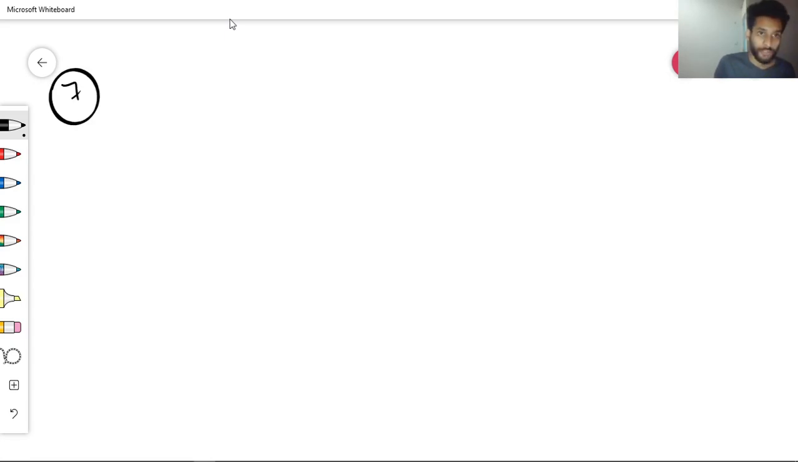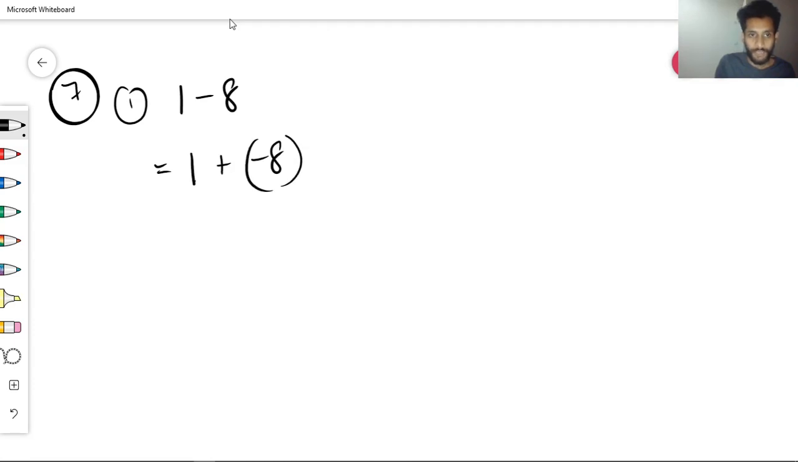Question number 7, I will be showing you the options here. Question number 1, it's simple. You just have to bring a plus sign here. So how can I bring a plus sign here? I can write this in this step. So now what I did, I brought a plus here. So how can I write this in statement form? Minus 8 added with 1. Okay, this is question number 1.